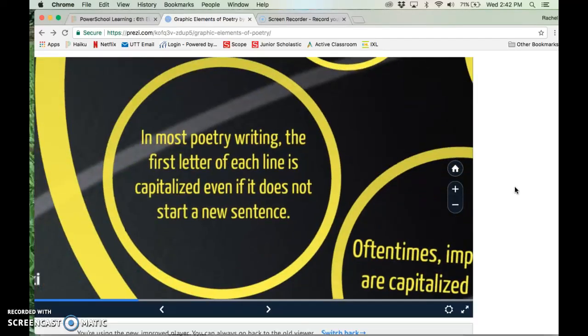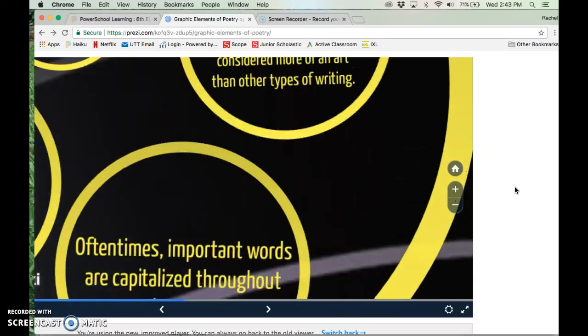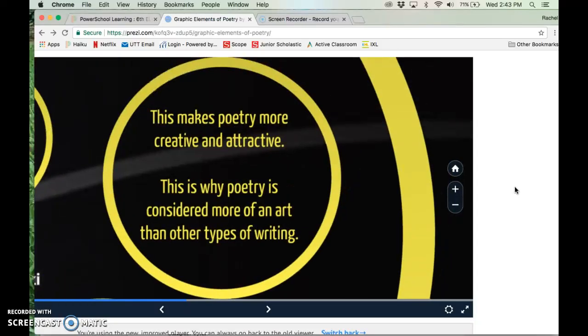In poetry, the first letter of each line is capitalized. So if you run down the whole left side of the poem, you'll see that every line starts with a capital letter. Oftentimes, a poet will also capitalize important words throughout the poem to emphasize their meaning. And this capitalization of words helps the poet create a more attractive and creative poem.